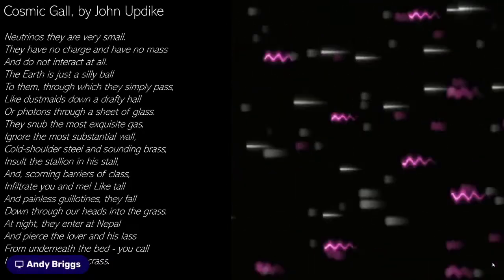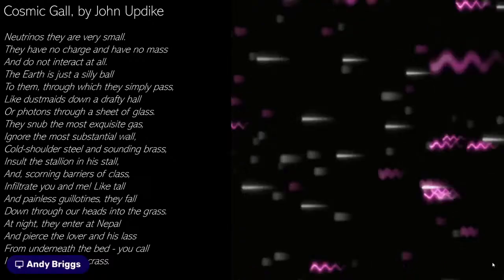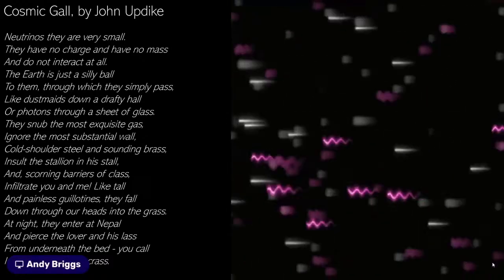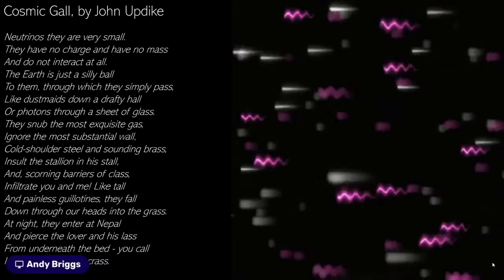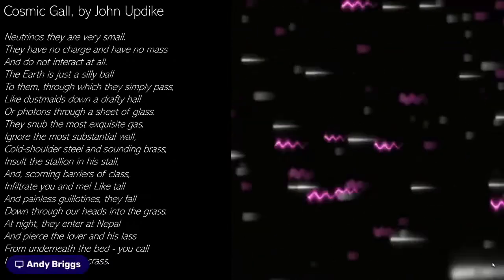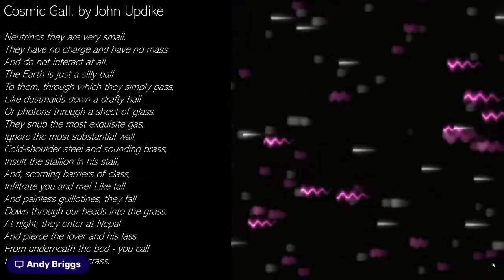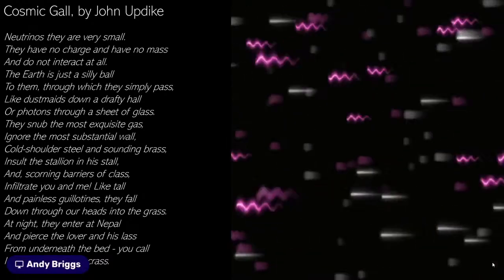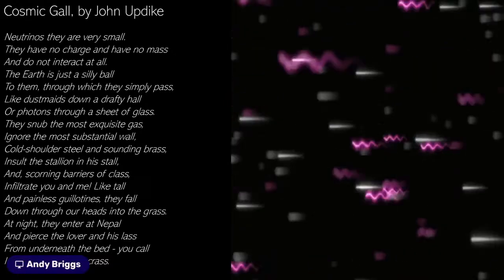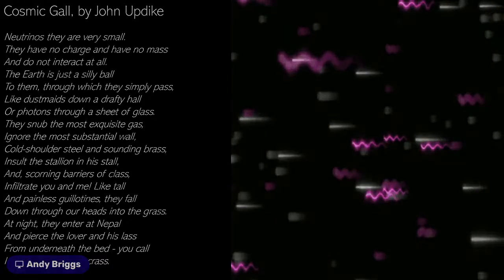They fall down through our heads into the grass. At night they enter at Nepal and pierce the lover and his lass from underneath the bed. You call it wonderful, I call it crass. So there you are. So that's John Updike on neutrinos, and I think that's a wonderful poem.